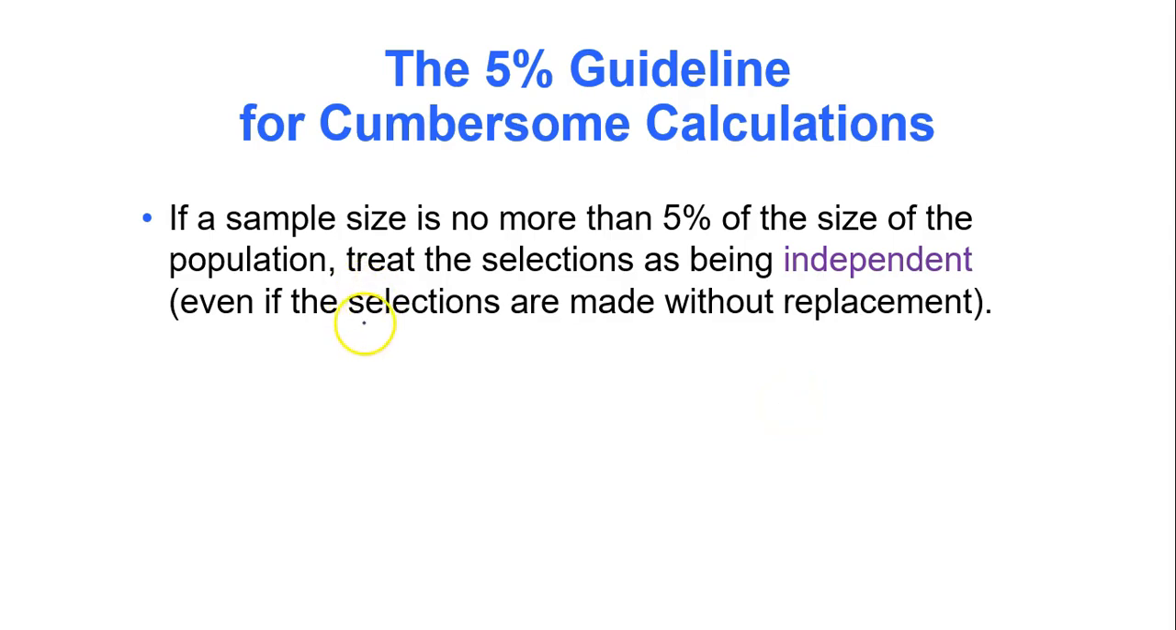One other thing with strings attached is the 5% guideline for cumbersome calculations. If a sample size, remember that's how many things you're pulling from a total group, is no more than 5% of the size of the population, that's everything under consideration, you can assume, even if it's logically not the case, that because of this, the selections can be treated as independent. And we'll see an example of that momentarily.